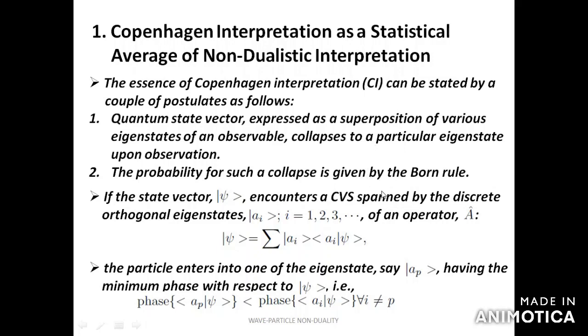To see this, take the observable A and its eigenstates. All the eigenstates, A_i, are orthogonal eigenstates, so there are n of them. Any state vector you can write in the space of A hat in this way. This is a well-known thing. These are the eigenstates of the A operator. So the particle enters into one of the eigenstates.